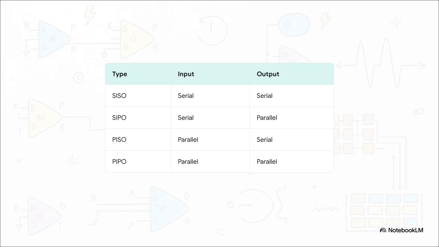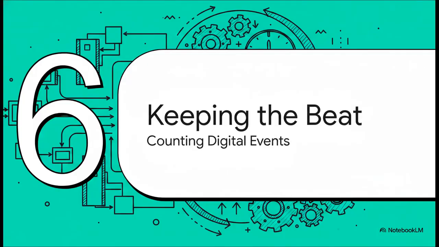Then there's SIPO, serial in, parallel out. It takes data in a single line and outputs it across multiple lines all at once, perfect for demultiplexing. Conversely, PISO takes parallel data in and shoots it out serially. And finally, PIPO, parallel in, parallel out, where the whole shebang enters and exits simultaneously. That one is widely used for temporary data storage. Finally, Section 6, counters, keeping the beat, counting events in digital systems.